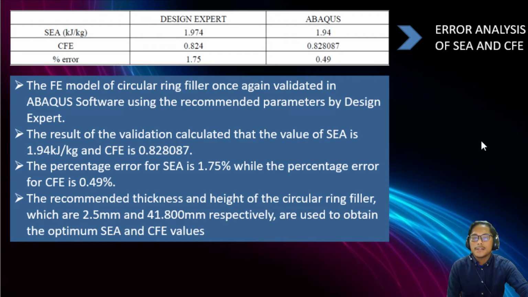The new SEA and CFE that have been calculated using the new parameters are 1.94 kJ per kilogram and 0.828087 respectively, while the old SEA and CFE values are 1.904 kJ per kilogram and 0.824 respectively. There is a percentage error between the new and old values of SEA and CFE. The percentage error for SEA is 1.75%, while the percentage error for CFE is 0.49%. The recommended thickness and height of the circular ring filler, which are 2.5 mm and 41.8 mm respectively, are used to obtain the optimum SEA and CFE values.